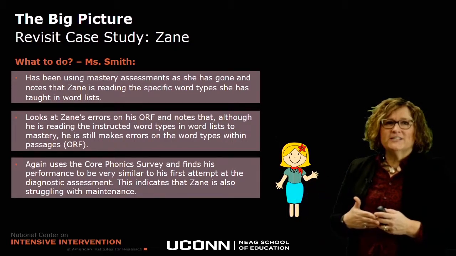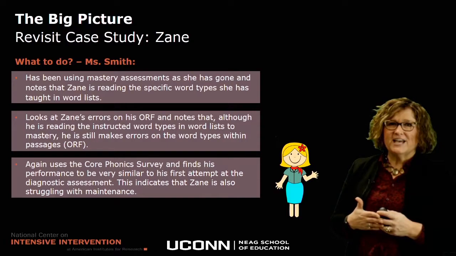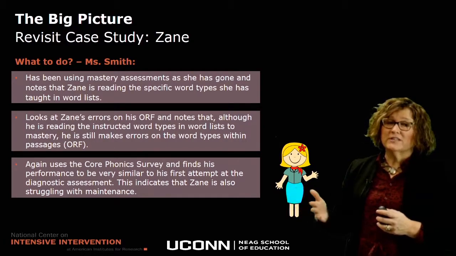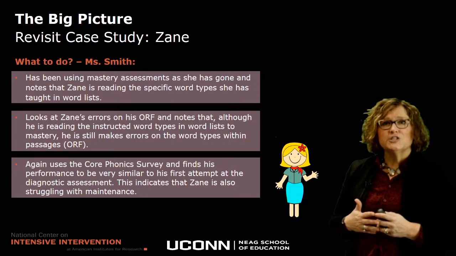Again, she goes back to that phonics survey to look at his first attempt compared to this attempt, and he is struggling with maintenance of those word types. So that sort of validates the decision she's made.